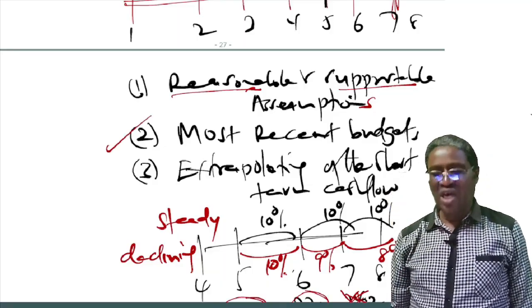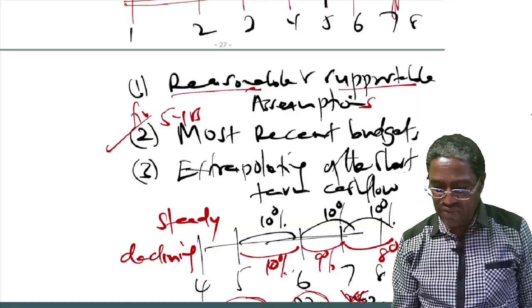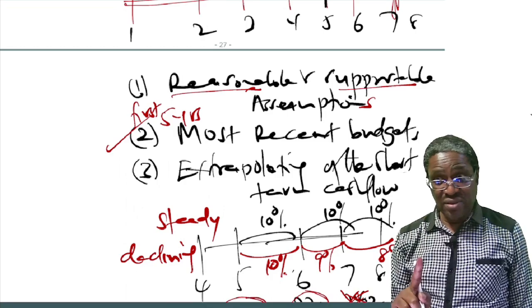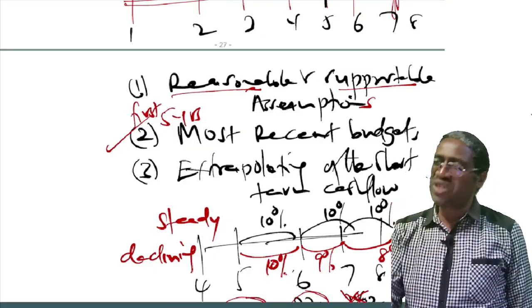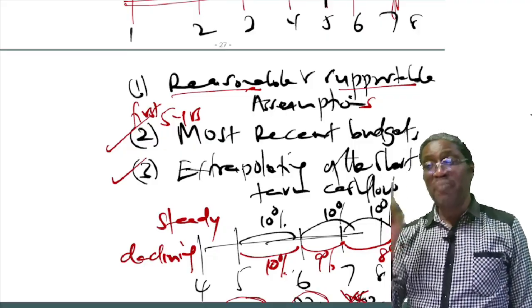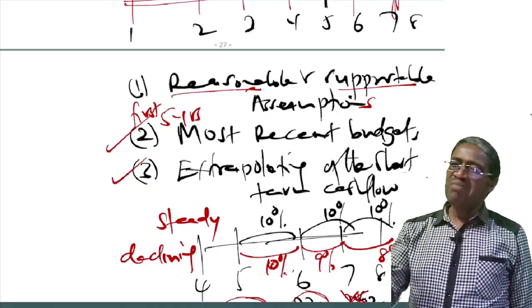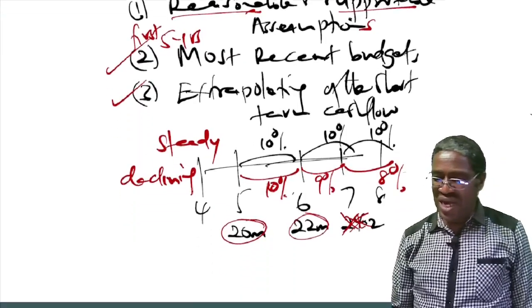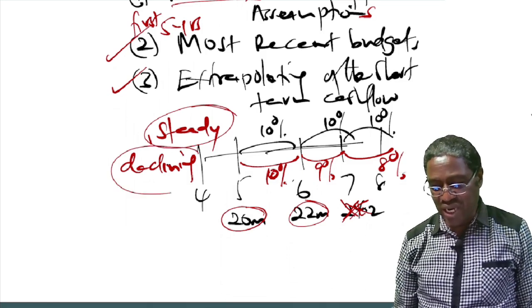Number 2, the projections for the first 5 years should be based on the most recent budgets. So the most recent budgets that you have as a company will guide you on how to project the cash flows for the first 5 years. Then any projections beyond the period covered by the short-term cash flows should be projected by extrapolating the short-term cash flows using either a steady growth rate or a declining growth rate.